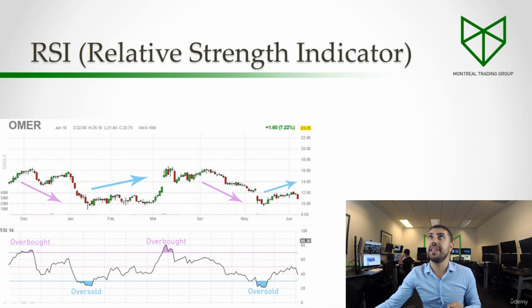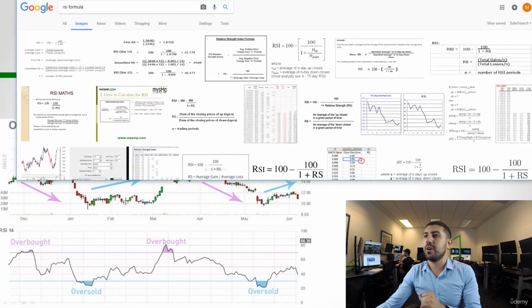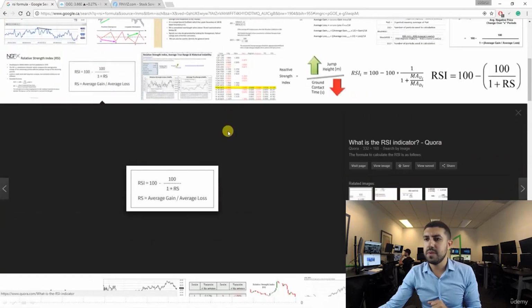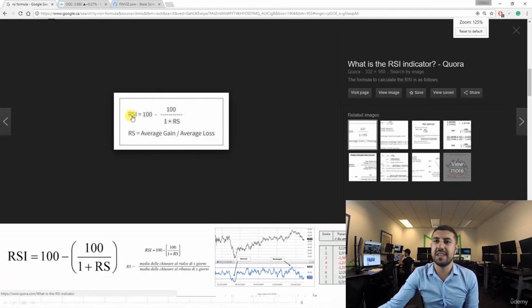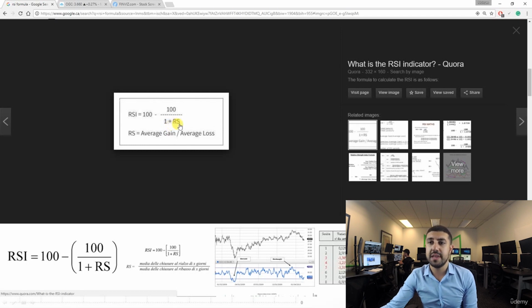Okay? And the actual function for it, let me go here on Google. I'll get this up. Okay, RSI formula. So the actual formula for the RSI is 100 minus 100 divided by 1 plus the relative strength. And the relative strength is just your average gain days divided by your average loss days.